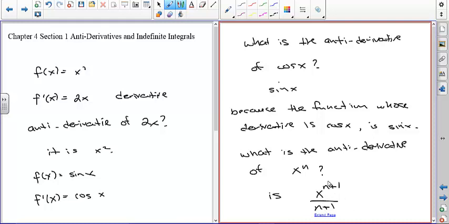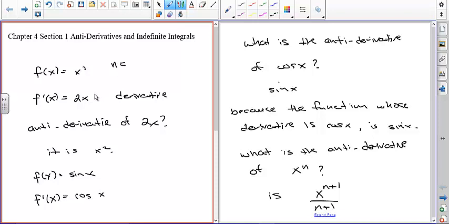So if I said over here, actually here n equals 1, so the antiderivative of 2x, which is x to the first power, is x to the second power divided by 2. So using this formula, I would get back to that. This is the general antiderivative formula that applies to the one that we've used multiple times.